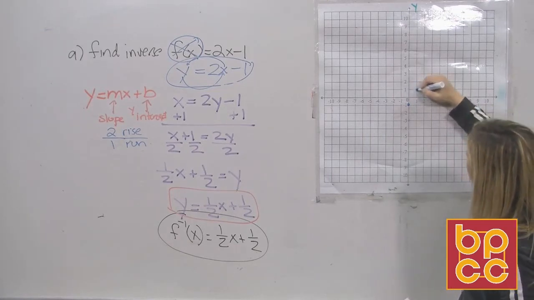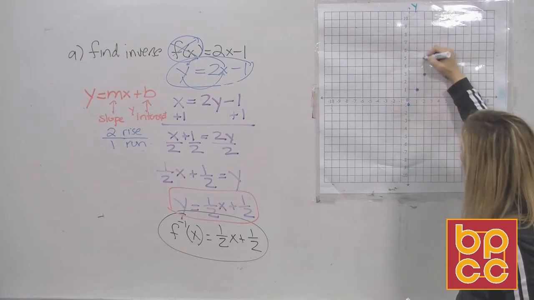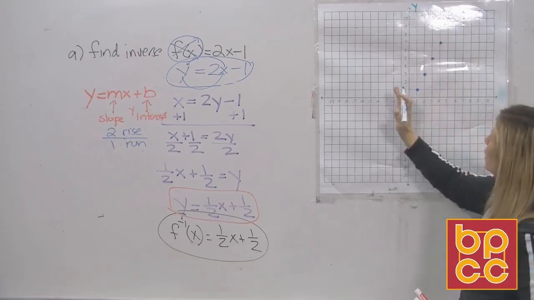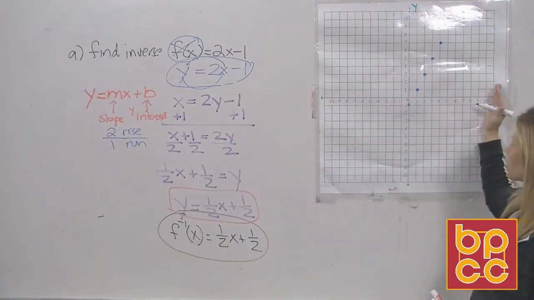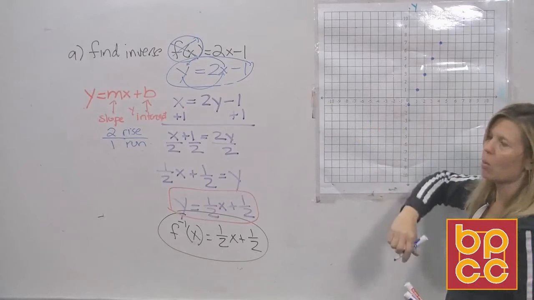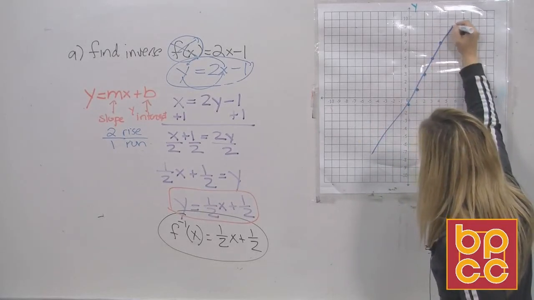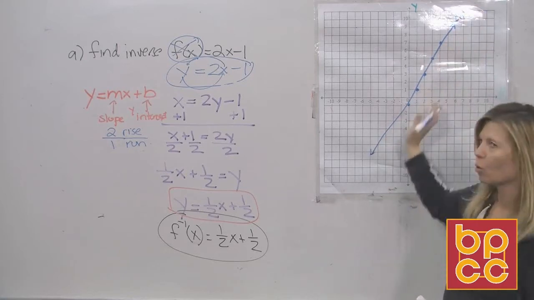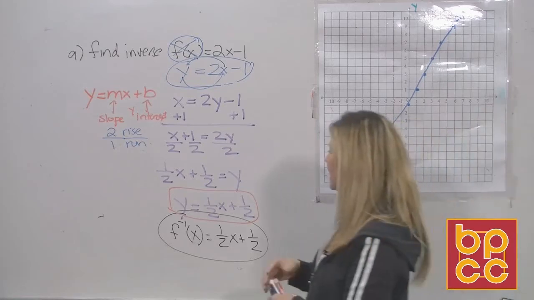And you can do that as many times as you want. Rise 2, run 1. Rise 2, run 1. The reason why we're running to the right is 1 is positive. And the positive numbers go to the right. The reason why we're going up is because the positive numbers go up. And that would make that diagonal line. And we would call that f of x. That's your original. Now they want you to graph its inverse.